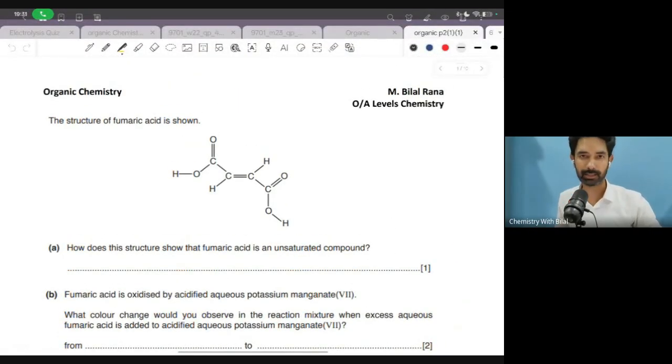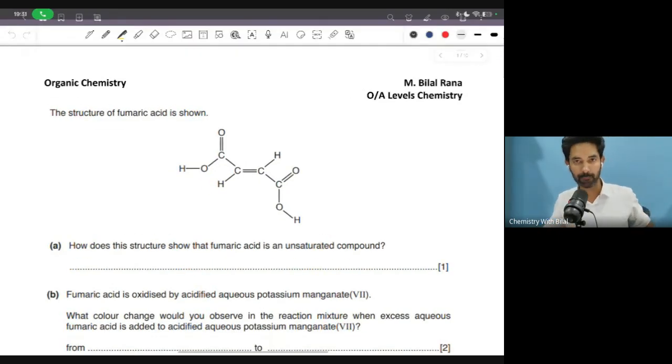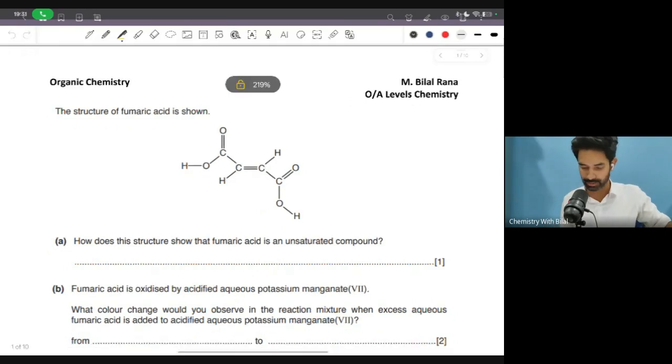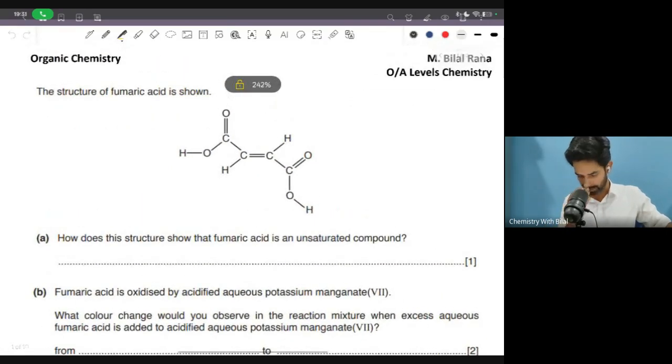We've completed organic yesterday, and from now, the next three classes are fully dedicated to the past papers of entirely organic chemistry, which involve introduction, sources, fractional distillation, isomerism, cracking, and hydrocarbons, variety in hydrocarbons, I mean alkanes and alkenes, alcohols, carboxylic acids, and the most important one is esters. So let's get started. The structure of fumaric acid is shown.